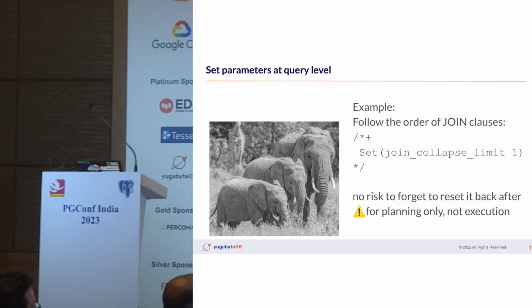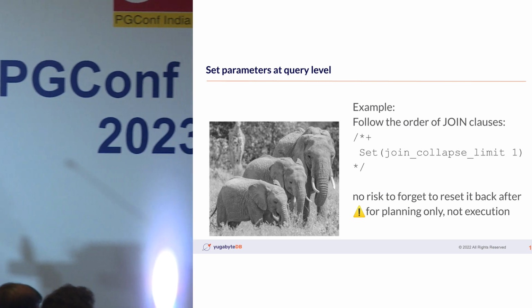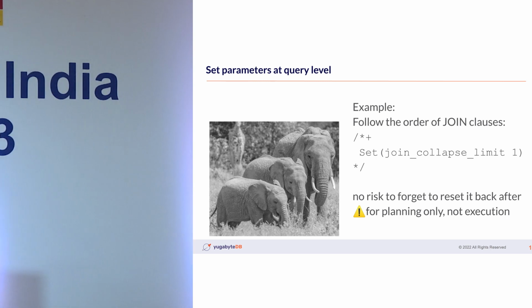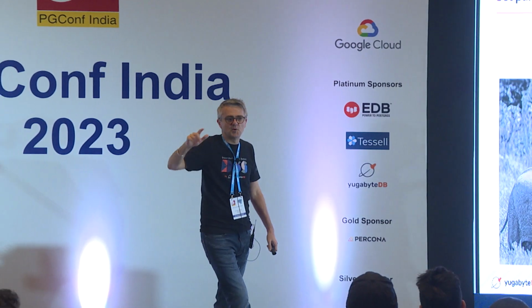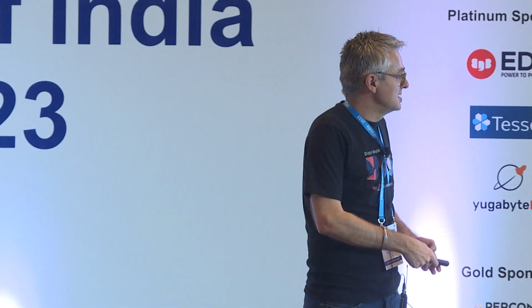When you set planner parameters, you can set them for the whole session: set parameter equal something. You can set it for the transaction only, if you have a transaction, begin transaction to commit, and then you can set local. But with this set hint, you can set a value only for the query. The advantage is that you know that you set something for the query, but even if you forget to set it back to the previous value, it will be done. Very good if you are using a connection pool. You don't want someone to set a strange parameter for his query and then the others reuse it.